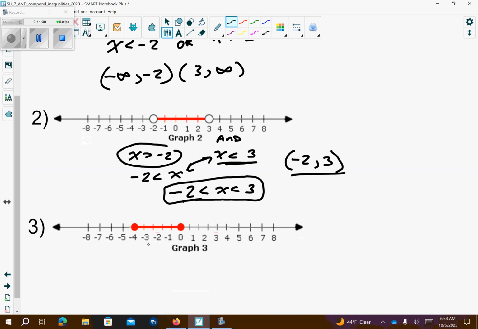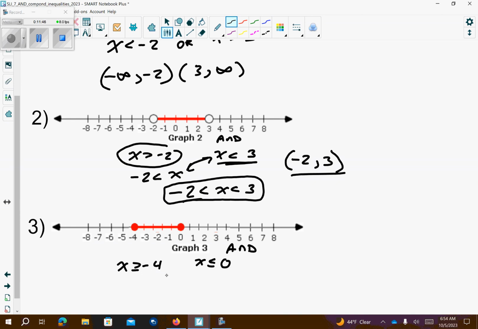Problem number 3, this also looks like another AND problem because it's overlapping. So I want x is greater than -4 or equal to, because it's a solid dot, and x is less than or equal to 0. Solid dot on both, so you have to have the equal sign.